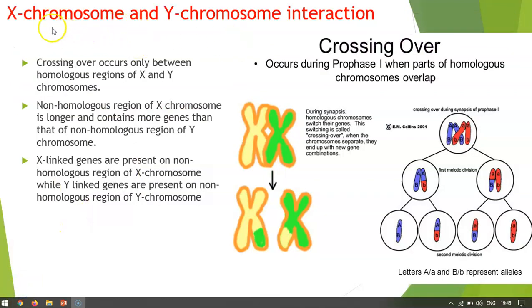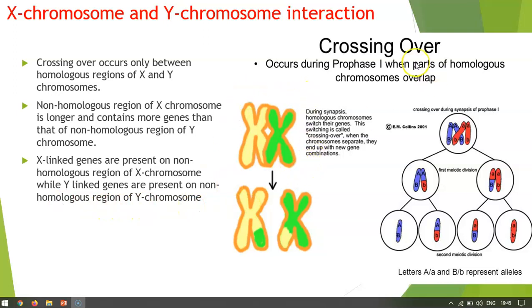Students, in the previous slide, I already explained the X and Y chromosomes, how they interact with one another. Crossing over in the X and Y chromosome takes place only in the homologous regions. The non-homologous region of the X is longer, it contains more genes, and the non-homologous region of Y is comparatively shorter. X-linked genes are present on the non-homologous region of the X chromosome, and Y-linked genes are present on the non-homologous regions of the Y chromosome.